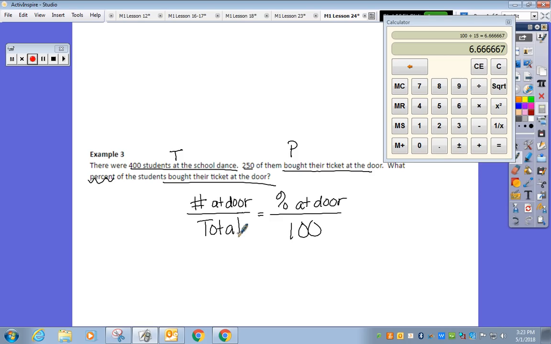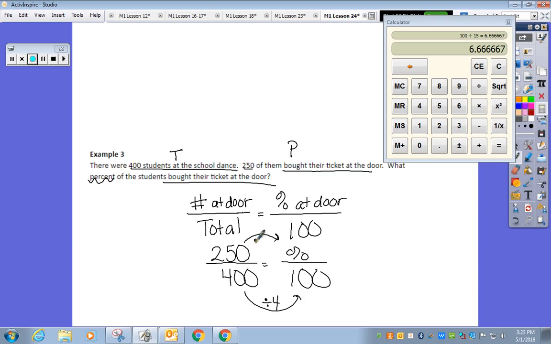Okay, so now I can fill in my numbers. The number that bought them at the door was 250. The total number of students at the school dance was 400. And I'm going to use that information to find the percent. To go from 400 to 100, I'm dividing by 4, larger number to smaller number, so we're dividing, which means I'm going to do 250 divided by 4 to get my percentage. So 250 divided by 4 is equal to 62.5%. So if it doesn't tell you to round, I would leave it at 62.5%.